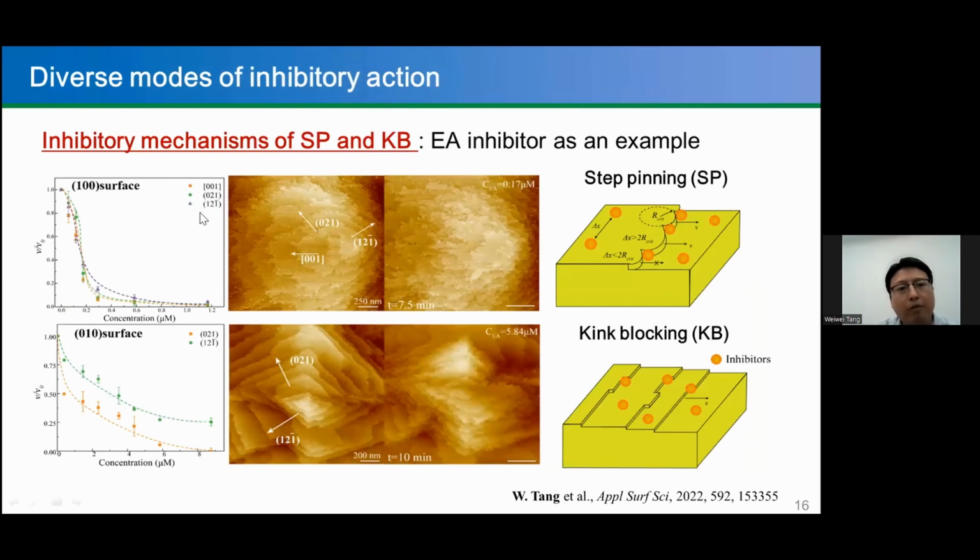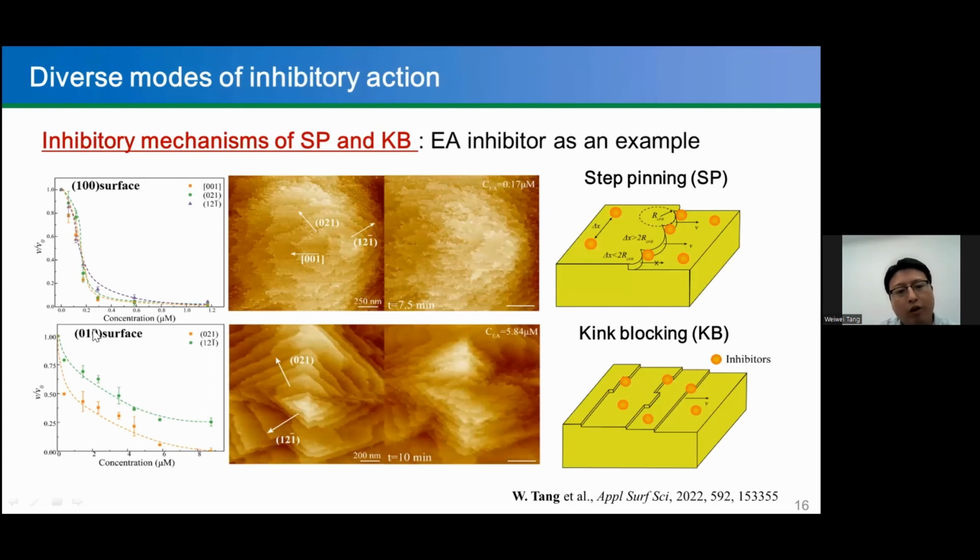There are diverse modes of inhibition action. Stepping and kink blocking are the two most common mechanisms. As you can see, the addition of EA inhibitor will significantly reduce the step velocity on the 100 surface, and also display rough and corrugated steps, which suggests a stepping inhibition mechanism.